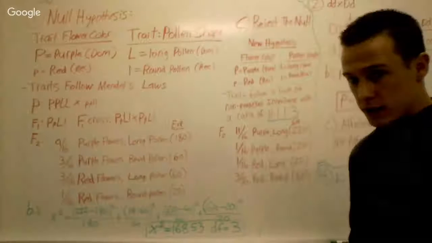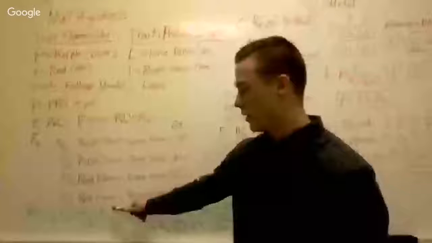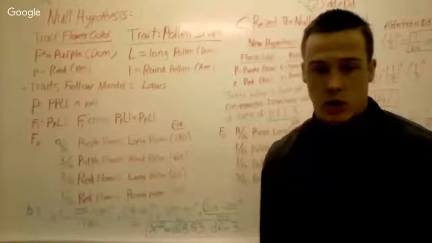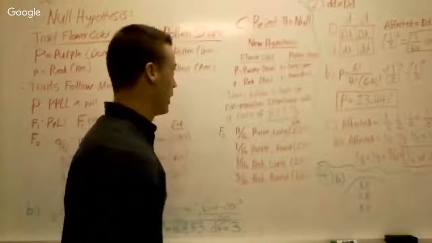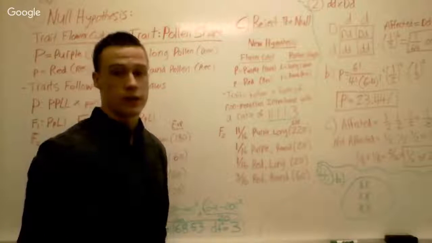Score test here. Expected value squared, each one of those individual variables together. 168.3 degrees of freedom. Comparing this chi-square value in the table, with these degrees of freedom, I had to reject my null hypothesis and come up with a new one.